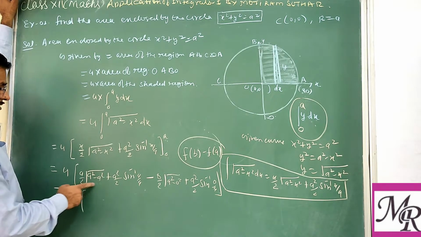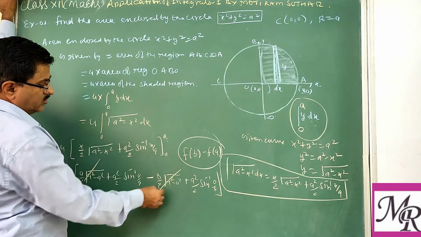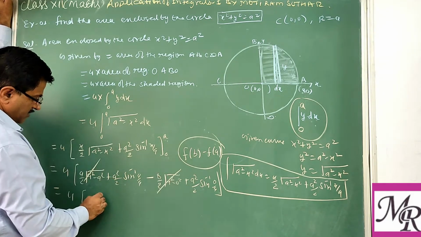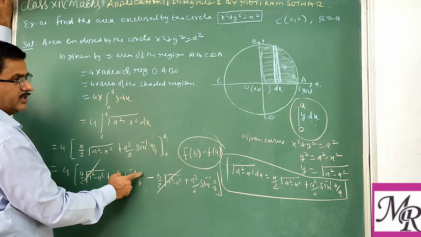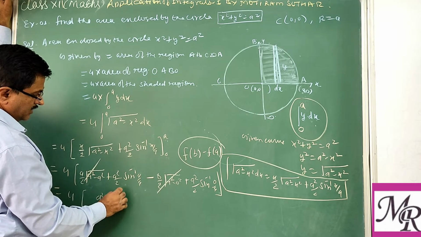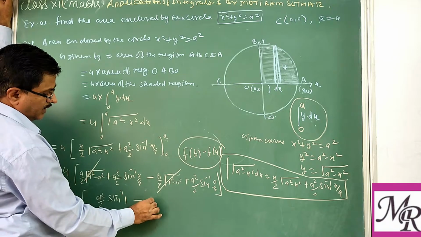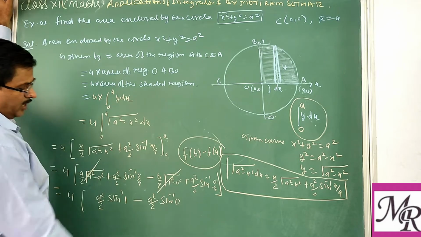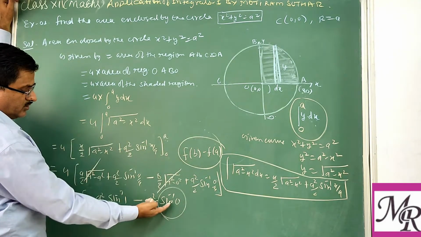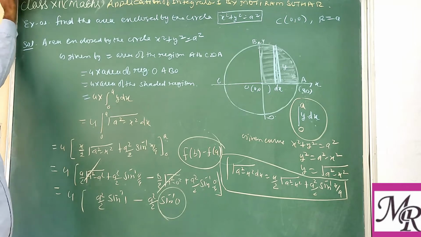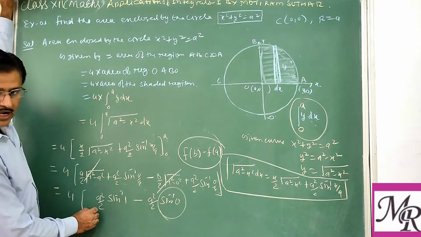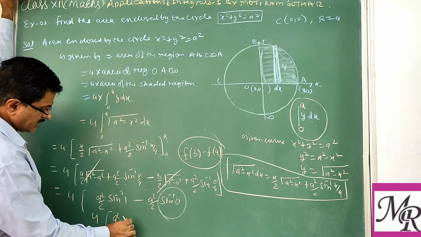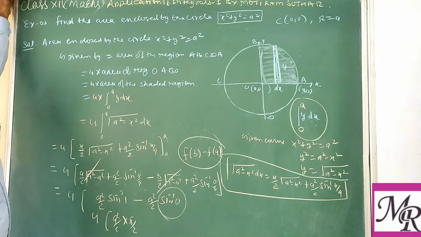Now you can solve this to get the answer. This is 0, since a square minus a square is 0, and this is also 0, 0 multiplied with something. So what is left? These two terms only. So what do we get? a square by 2 sin inverse a upon a, that is sin inverse 1. And a square by 2 sin inverse 0 upon a, that is 0, since the value of sin inverse 0 is 0. 0 multiplied by a square by 2 is 0. So what we get is 4 into a square by 2 and sin inverse 1 as pi by 2.